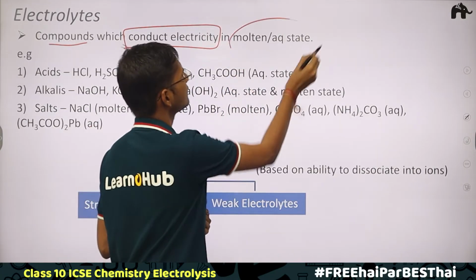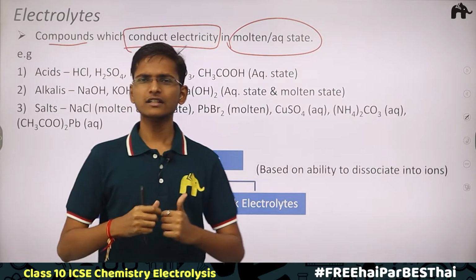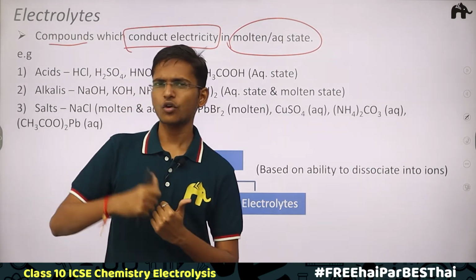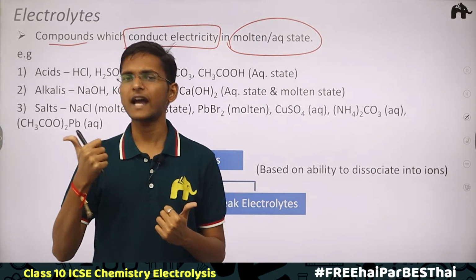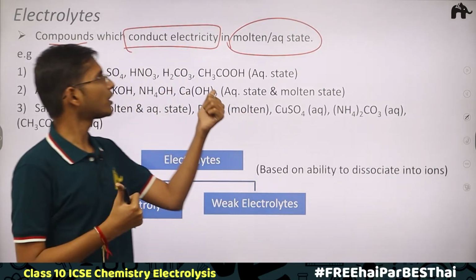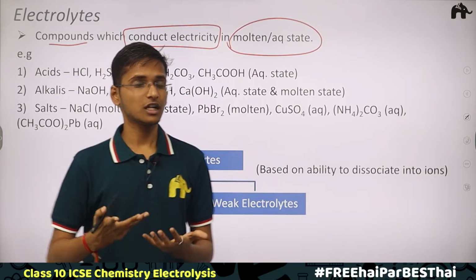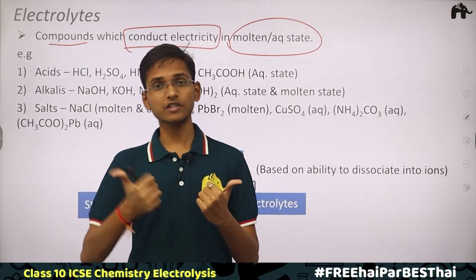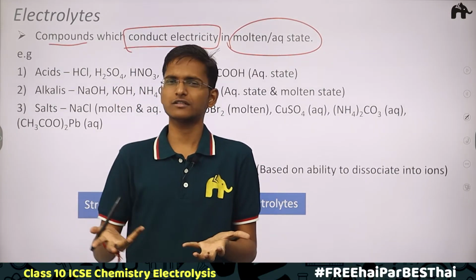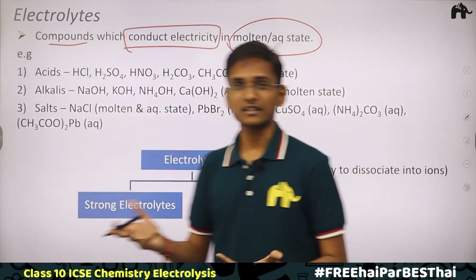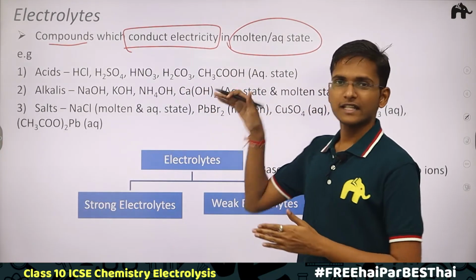So if a compound conducts electricity either in its molten state or in its aqueous state, we call that compound an electrolyte. But there are some compounds which conduct electricity in both the molten state as well as the aqueous state. So it's better for us, right? They are like multitasking compounds. Now let's see the examples.